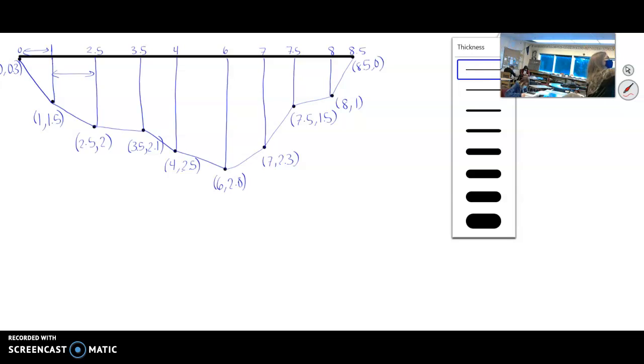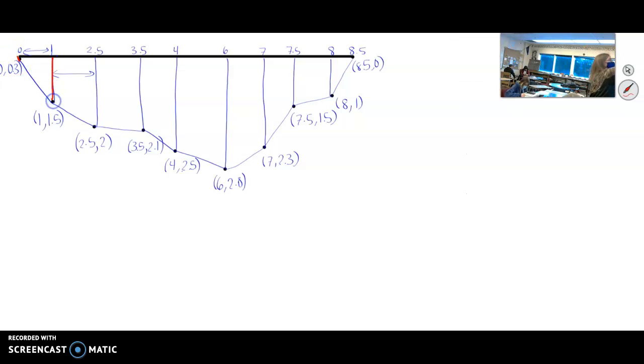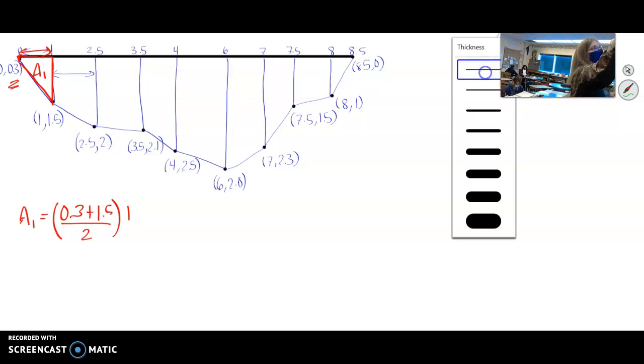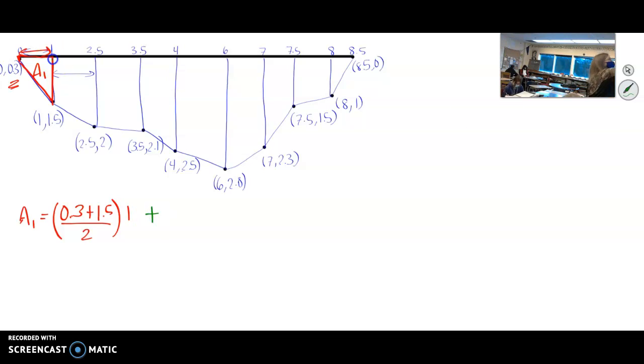We have the first trapezoid right here in red. I'll call it A1. That area is going to be, we take the bases and add them together. This first base is 0.3 feet, and let's call them feet. And then the next base is 1.5. We divide by 2, and then multiply by the width or the height of the interval, which is 1 in this case. I don't really need the 1. And then we're going to add the next one. I'm going to show you some shortcuts as well in a minute here.